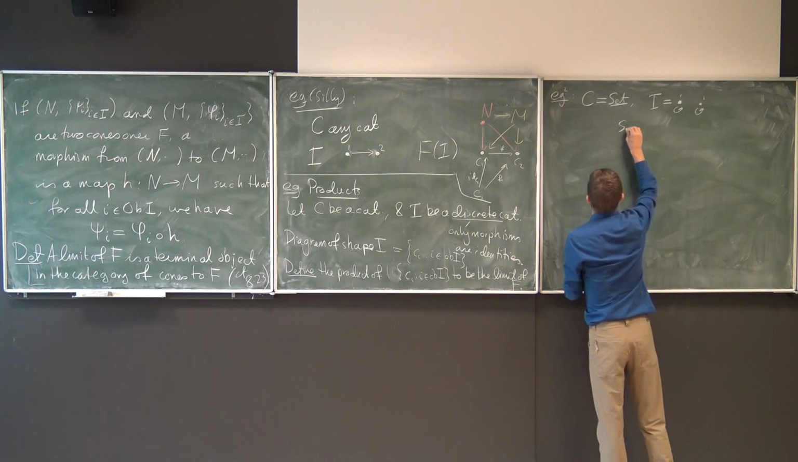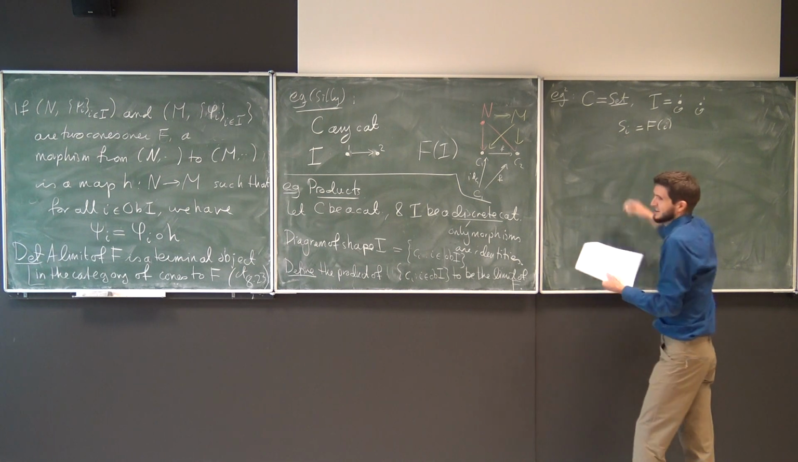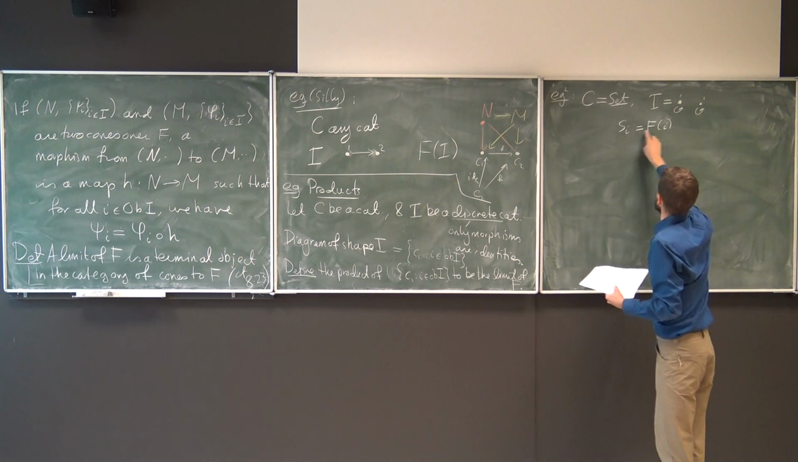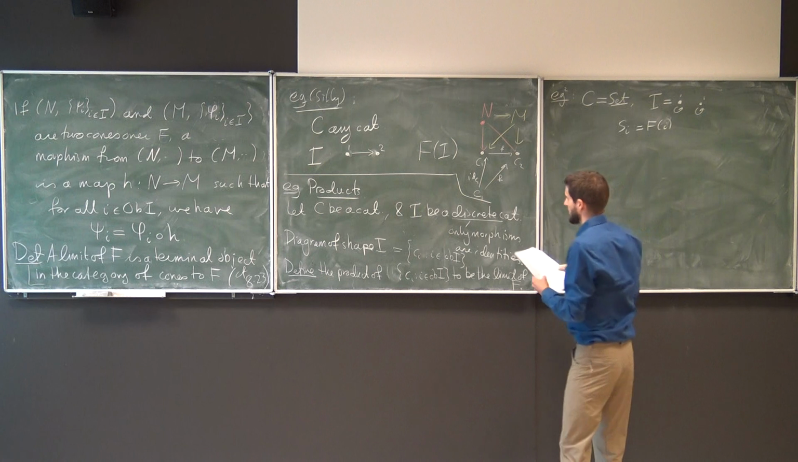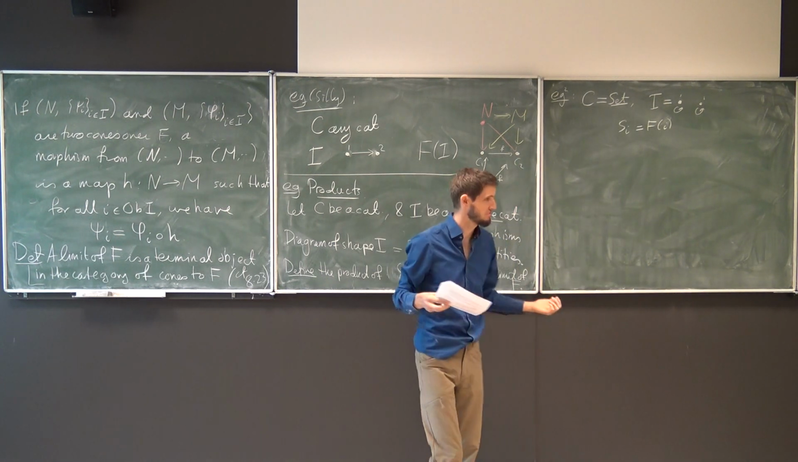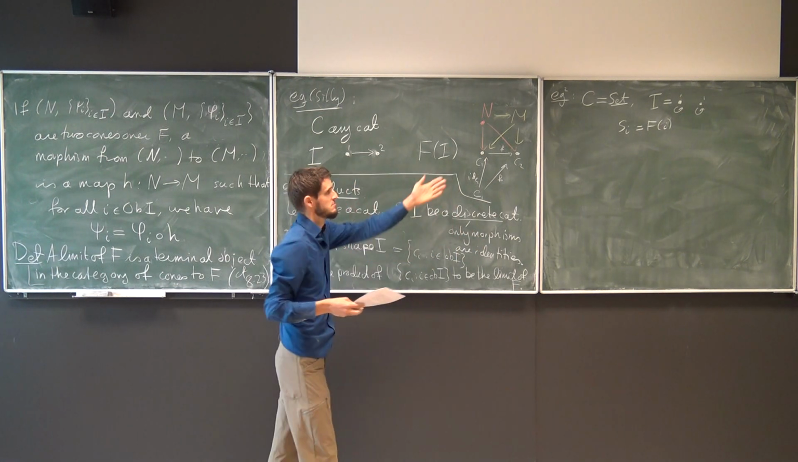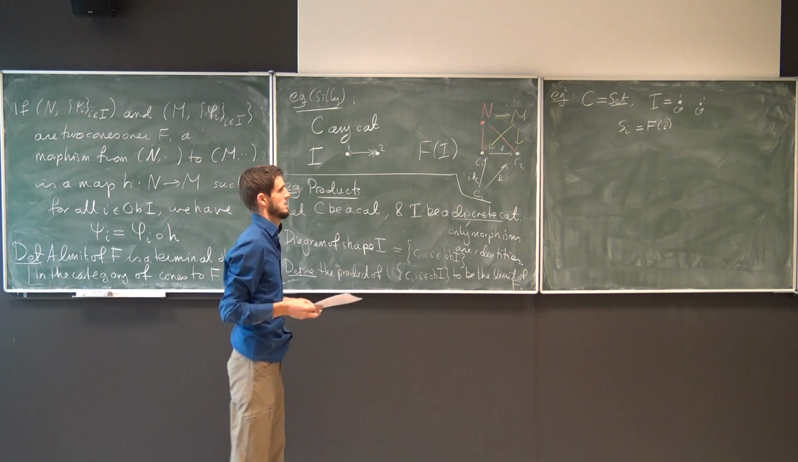So say S_i. I'm going to call them S_i for set. Maybe that's reasonable. So I'll define S_i to be F of i. And then my claim is that, you know how to take products of sets, it's just the Cartesian product, pairs of elements. My claim is that this thing is essentially the limit of this boring diagram.